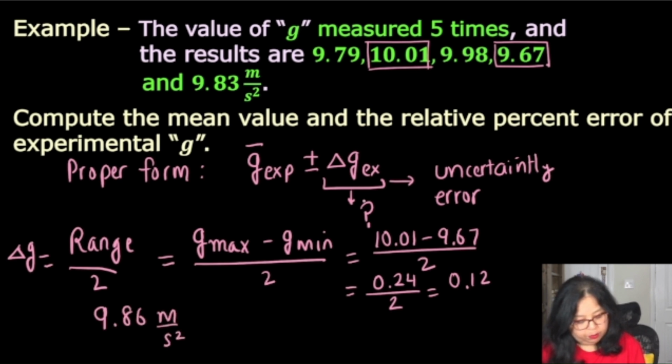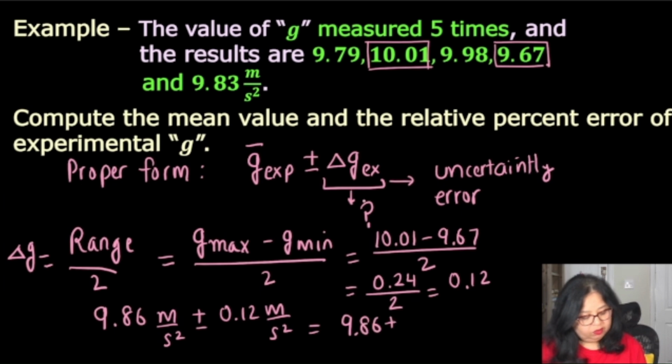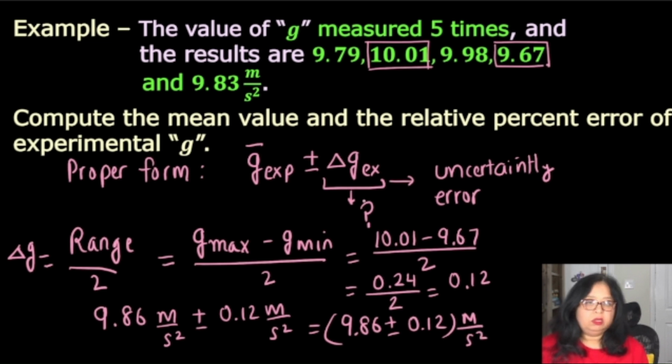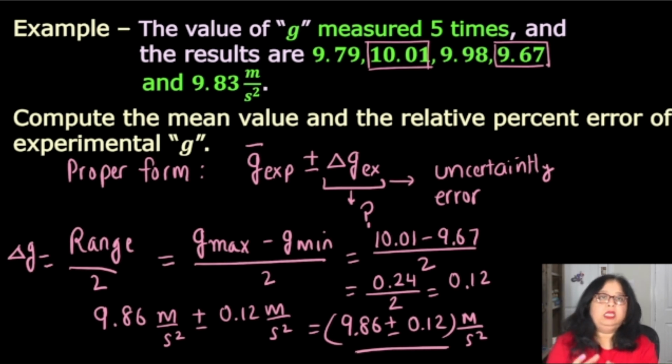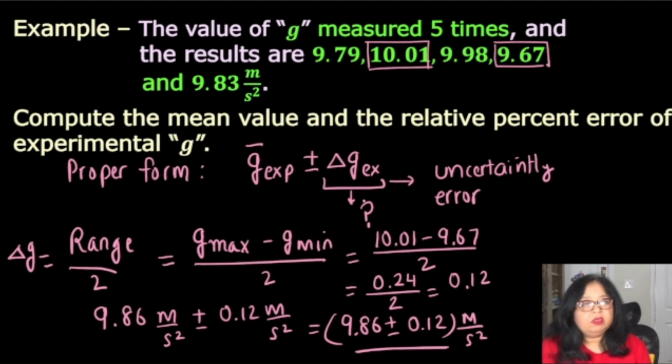We did this on the previous slide, plus minus 0.12 meters per second square, which can be further written as 9.86 plus minus 0.12. I have factored out the units. So this is my actual answer in the proper form, where I'm writing the average value of G that is measured plus minus the uncertainty in the average value of G. Does it make sense? Now, like I said, this method of finding the uncertainty is the most crude, most primitive, and the easiest method.